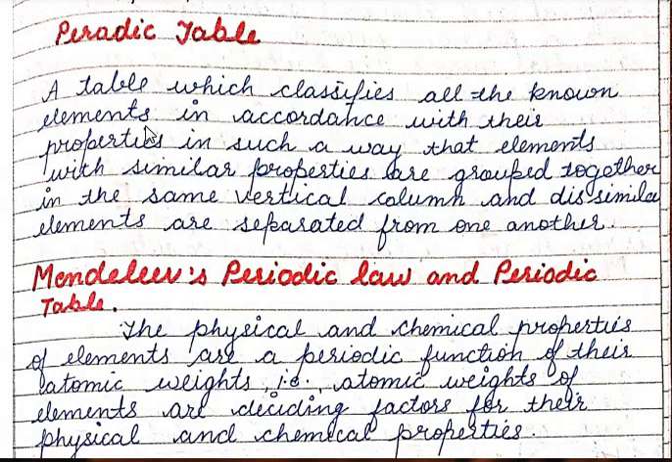A table which classifies all the known elements in accordance with their properties in such a way that elements with similar properties are grouped together in the same vertical column and dissimilar elements are separated from one another.